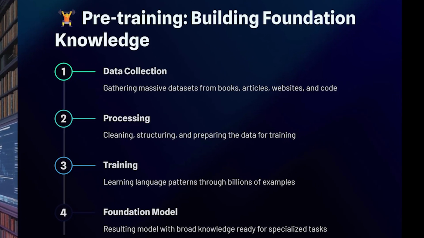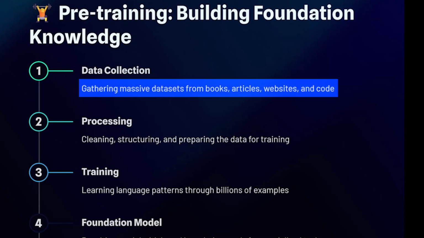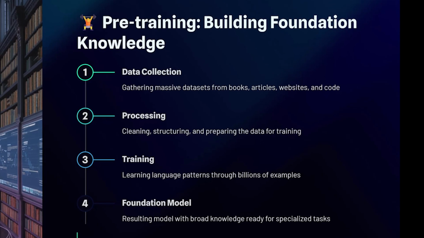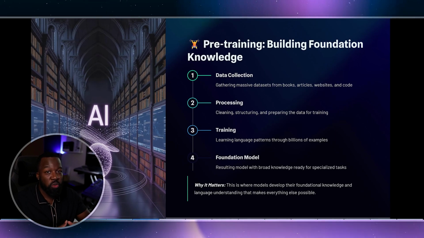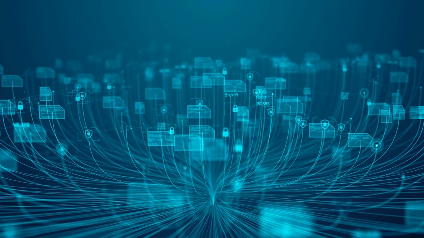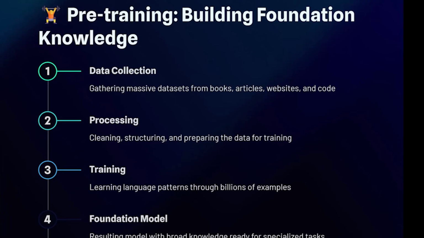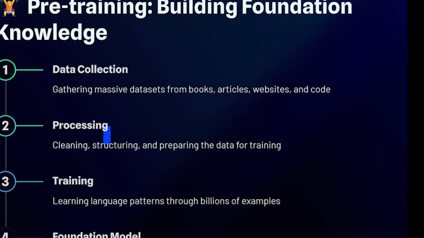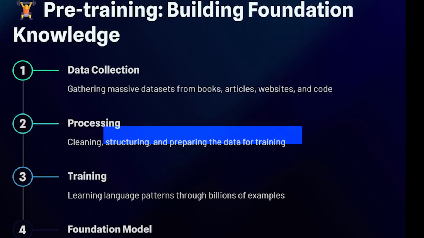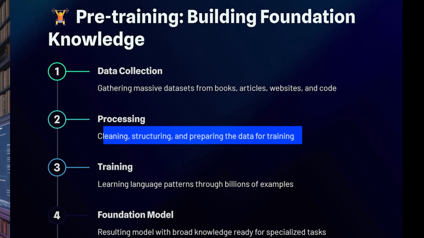Step 1 is data collection, where we gather massive data sets from books, articles, and websites such as reddit.com, and code, and any source you can think of. As long as we can have it in a digital format, we're able to use that as part of the data collection process. Once that data has been collected, the second step is processing that data. That means cleaning and structuring the data in a way that it could be used to train the LLM.